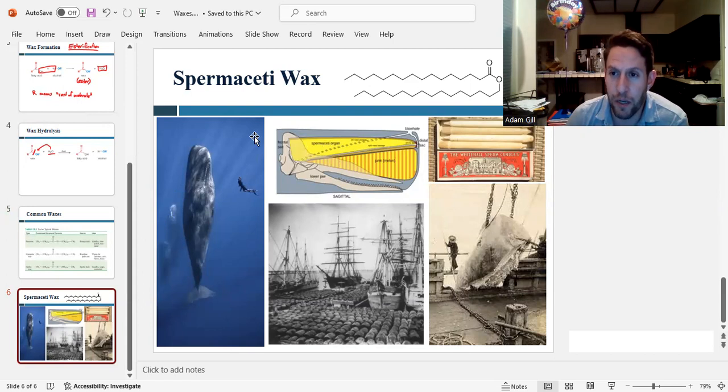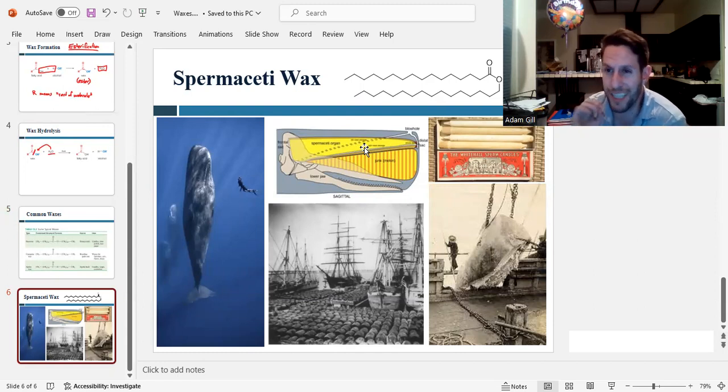And so when sound waves move through the water and then get to the whale's head, they move more quickly through the spermaceti wax. And depending on the difference between when the sound wave hits its ear versus when it moves through its head, they can detect which direction the sound waves are coming from. And so they can use it as an echolocation underwater.